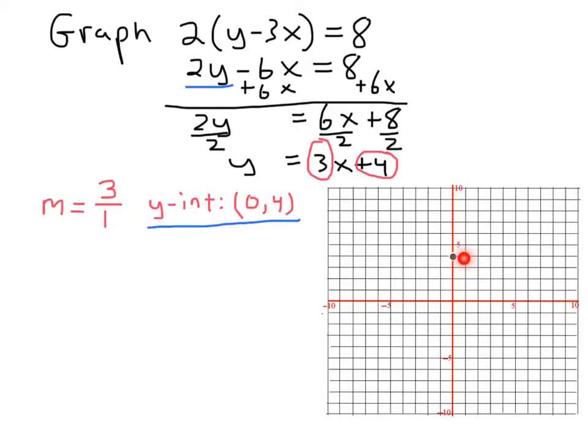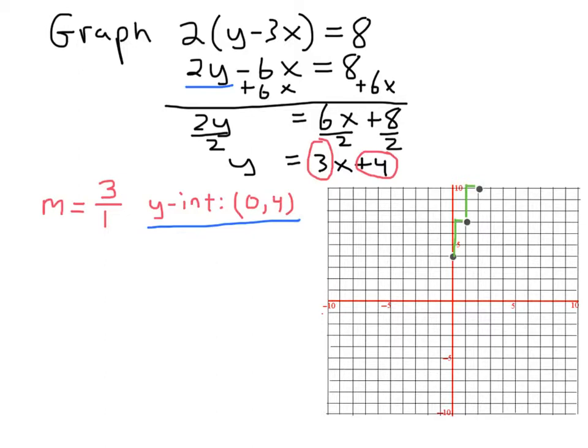So starting from the y-intercept, I'll move up 3 and go to the right by 1. And then I'll do it again. I'll go up 3 and to the right by 1. And that gives me 2 other points on the graph, which I can then plot.